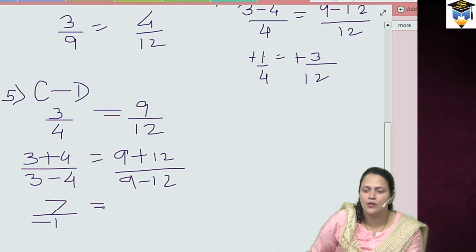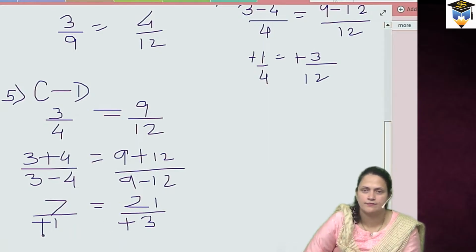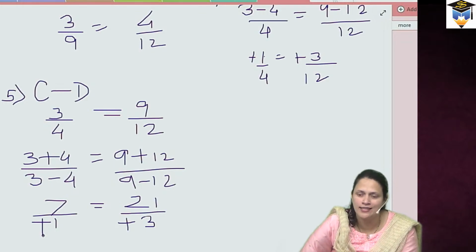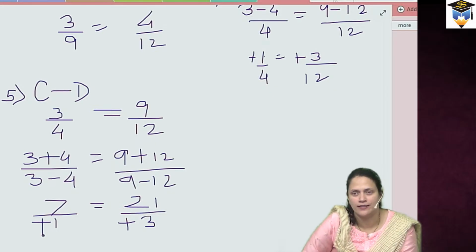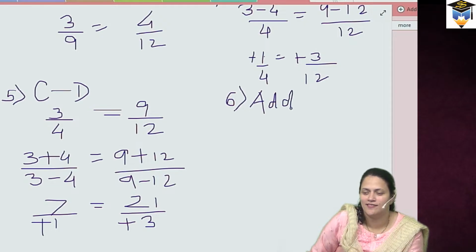So now if you see, this is going to be 7 upon minus 1. That is equal to, just convert this to a positive number because ratios are always positive. They cannot be negative. Are these ratios in proportion? 7 upon 1 is equal to 21 upon 3. So that means our answer is correct. Next comes addendo. The next property is called addendo, and the last one is subtrahendo.